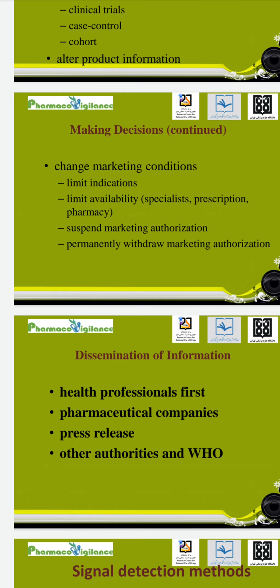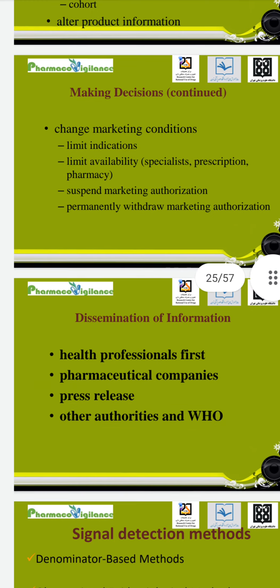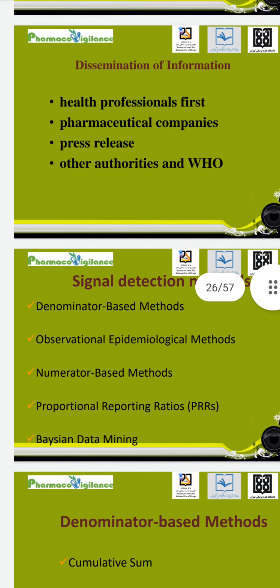Dissemination of information. What does it mean, dissemination of information? For health professionals first, or for the pharmaceutical company, or for a press release, or for other authorities and WHO? Which dissemination of information should I have? First, health professionals, then pharmaceutical companies. Third is a press release, then other authorities and WHO. This is dissemination of information.